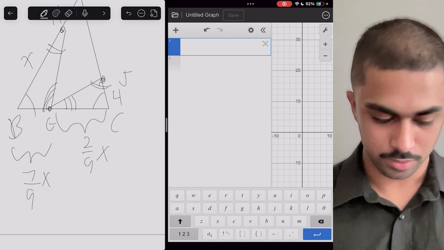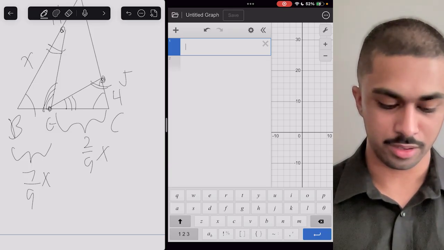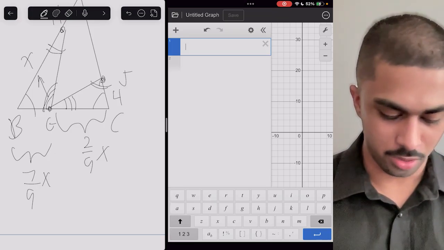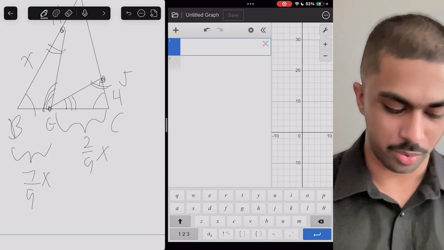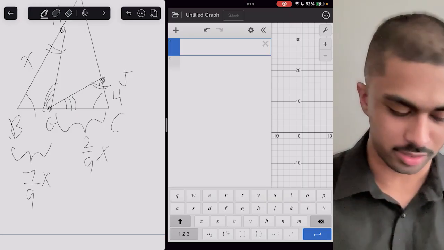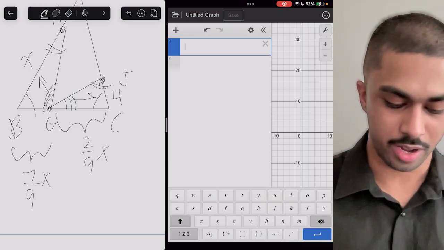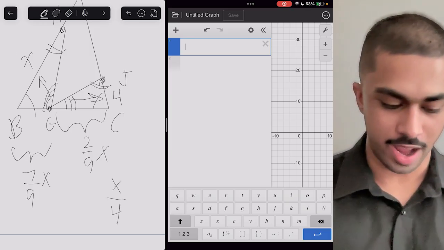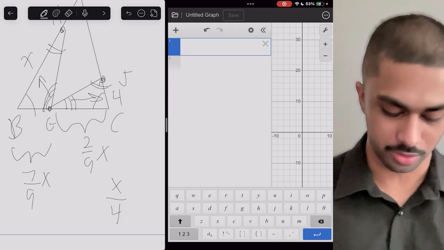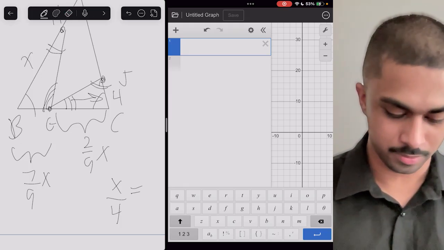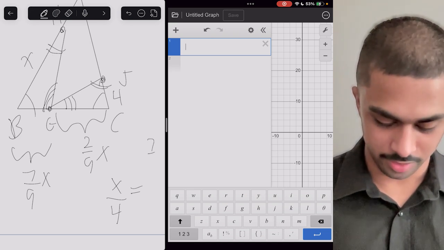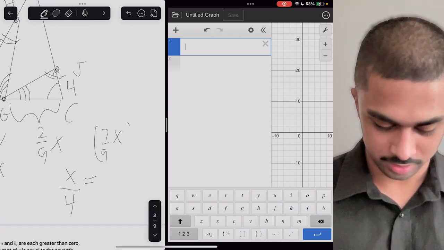Now, what I like to do is set up ratios between the same angle. So for example, this third angle to the third angle. See how we mark the angle with 3 markings? So the side that's opposite to the third angle divided by the side that's opposite to the third angle on the other triangle. So x divided by 4. That's our first ratio. And we set this equal to the side that's opposite to the second angle, which is 7/9 x.